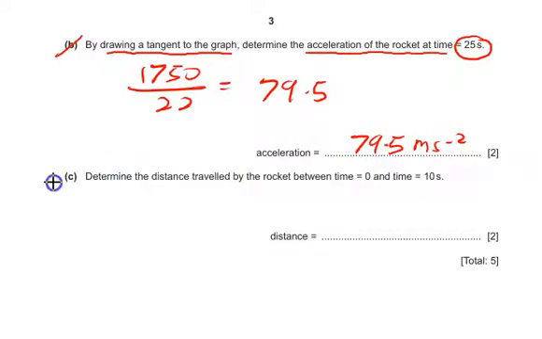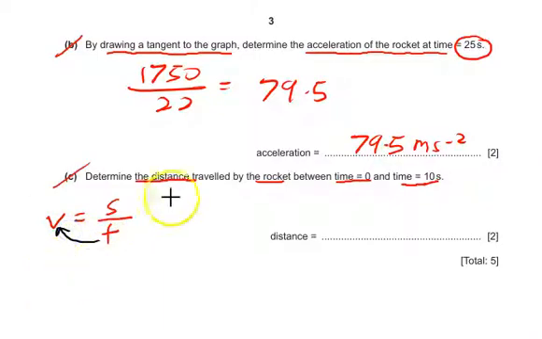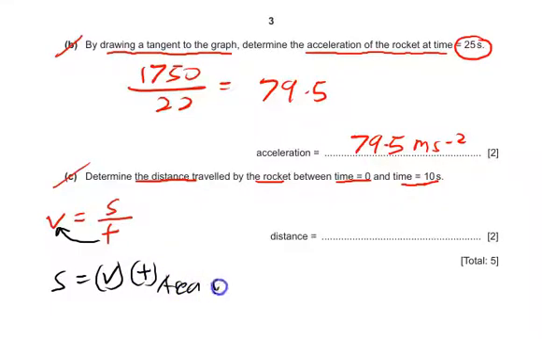Now, determine the distance traveled by the rocket between 0 and 10 seconds. This can be done using this formula: velocity is distance over time. We have to calculate the area in order to find the distance, velocity times time, which means the area under the graph.